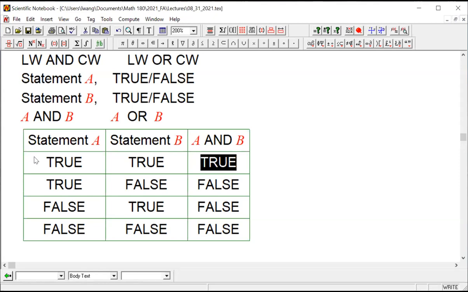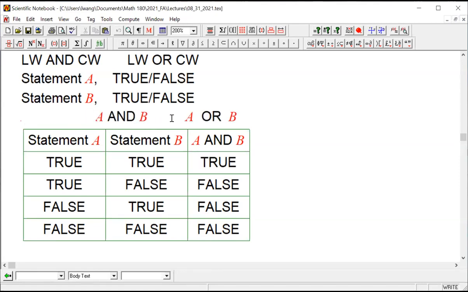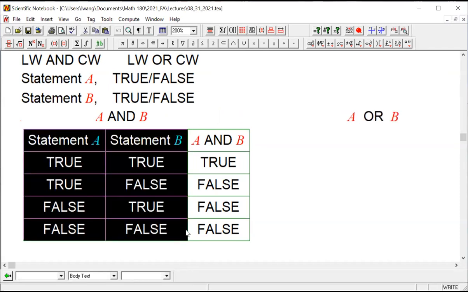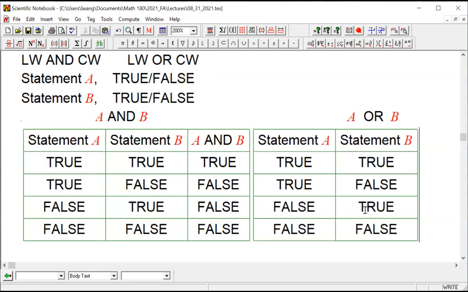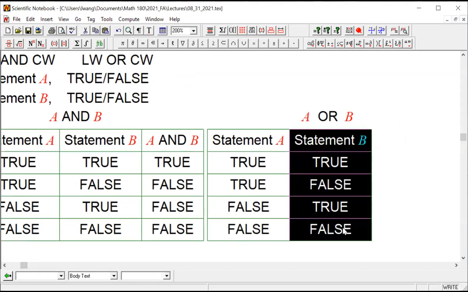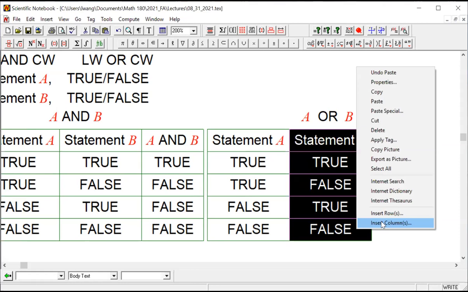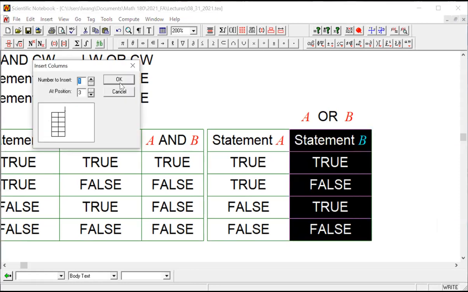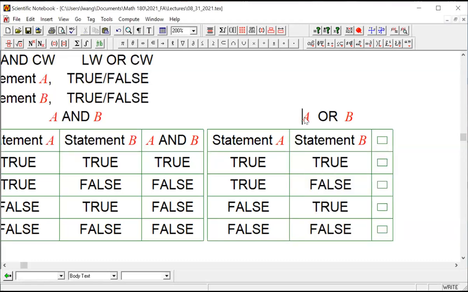Okay, do you follow me? Now, let's look at another situation. Let's look at the OR case. So this is the AND case. Let's look at the OR case. In the OR case, we're also going to have these scenarios. Our last column is or. Okay, so it's A or B.